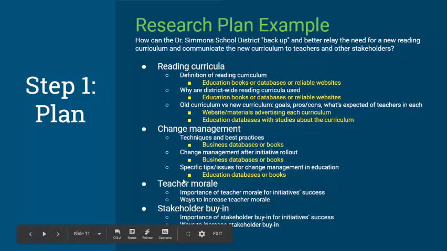Also, down here at the bottom, teacher morale and stakeholder buy-in. If you look carefully at that, you think these two concepts are pretty similar. It might be worthwhile to merge these two. Are these two even separate big ideas?